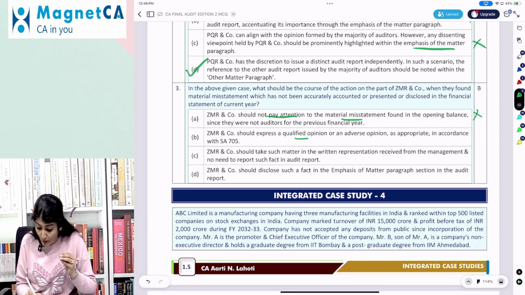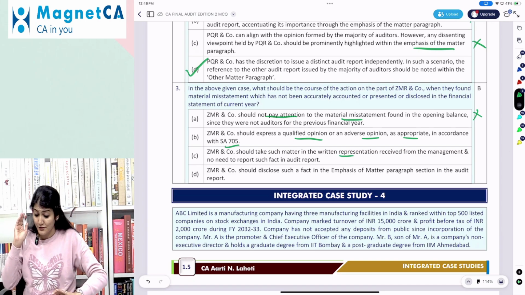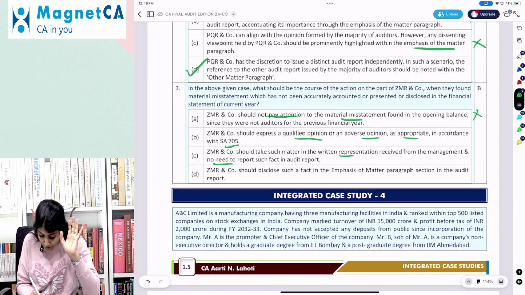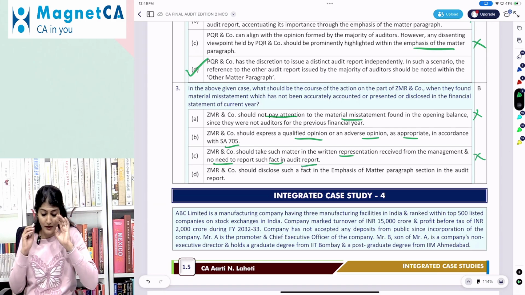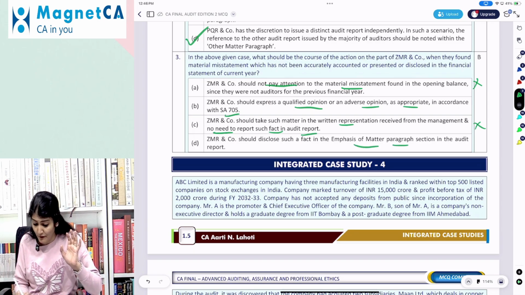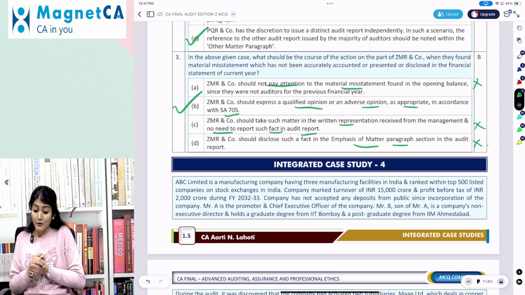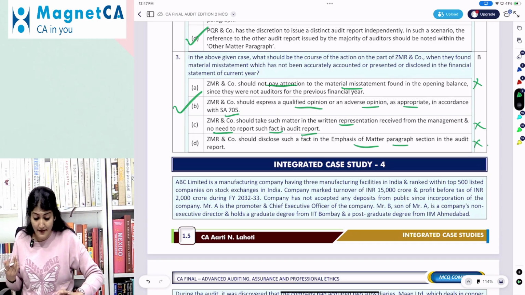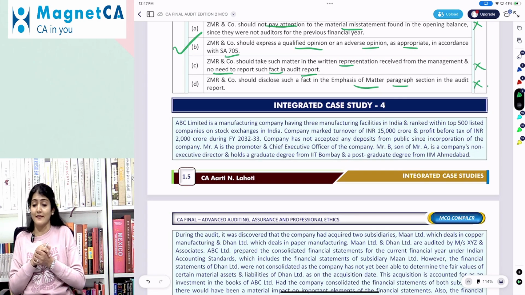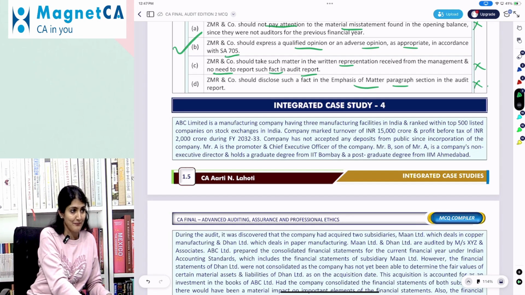ZMR should express a qualified or adverse opinion as per SA 705. ZMR should take such matter in the representation from the management, and then there is no need to report such fact in the report. ZMR and Company should disclose such a fact in the emphasis of matter paragraph, which will not be enough. Right, so it should express a qualified opinion or an adverse opinion as appropriate in accordance with SA 705. Okay. Right. So one more case study done.